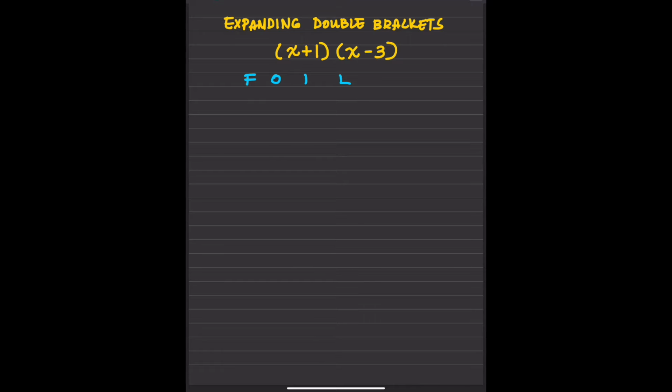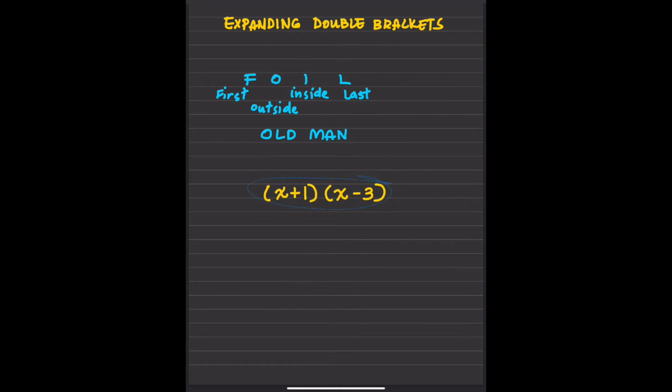F is for first, then outside, inside, and last. But I call it the old man, and you will see why later on. So let's look at our problem here, which I will move downwards. And so let's do this.